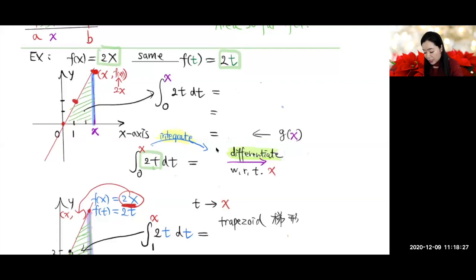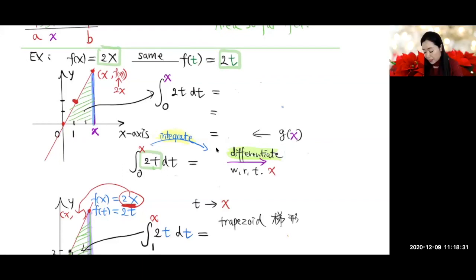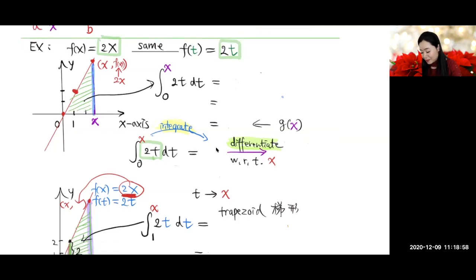When we integrate this function from 0 to x, this corresponds to the area under this graph right here, with t going from 0 to x. Think about this integral as this area right here. We know how to find this area. This is just a triangle, so it is 1/2 times base times height.